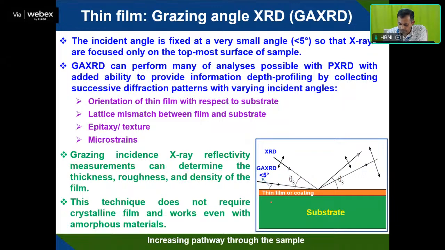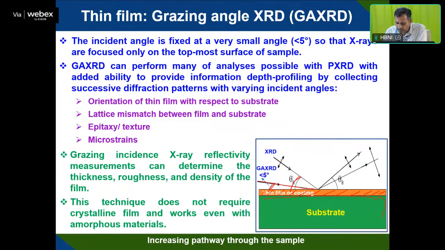You can see here you have a substrate, the green one. On that substrate, you have a thin film coating of any material. In common XRD, your angle is quite large, but in grazing angle XRD, the angle is very, very small. So theta is less than 5 degrees, and that X-ray is focused.